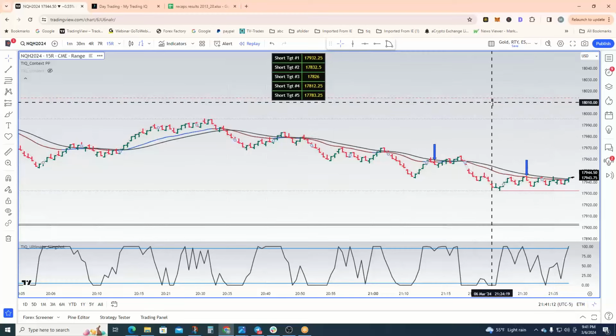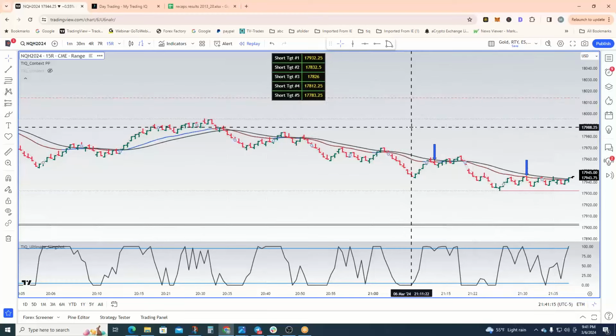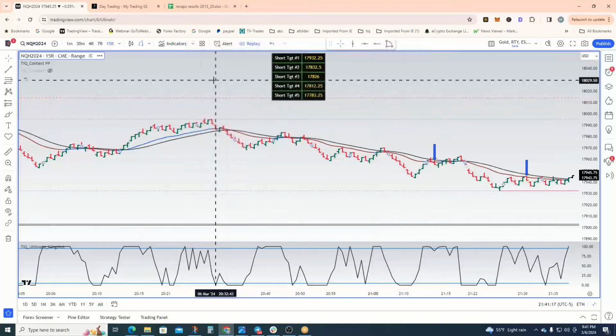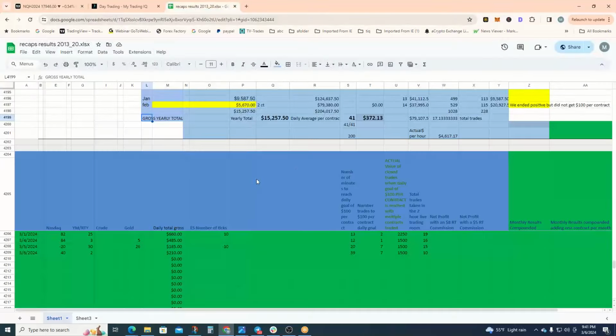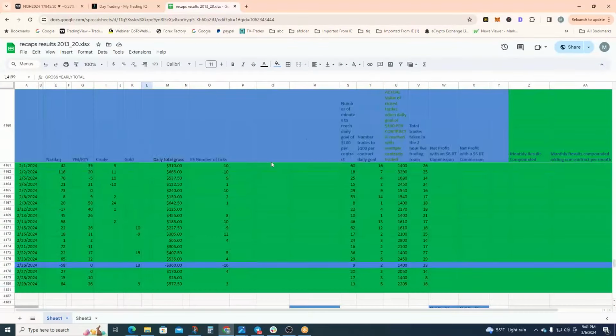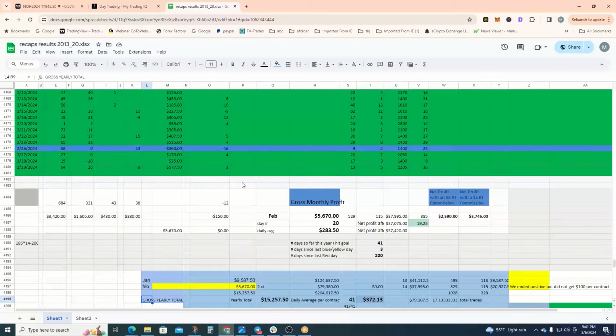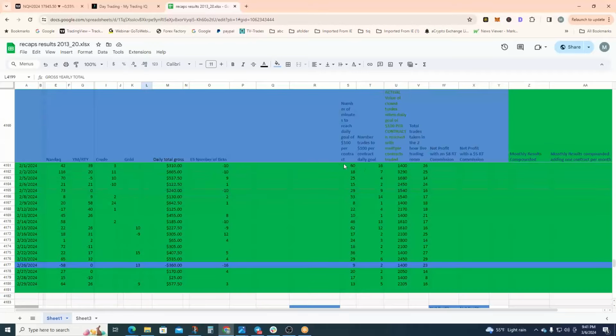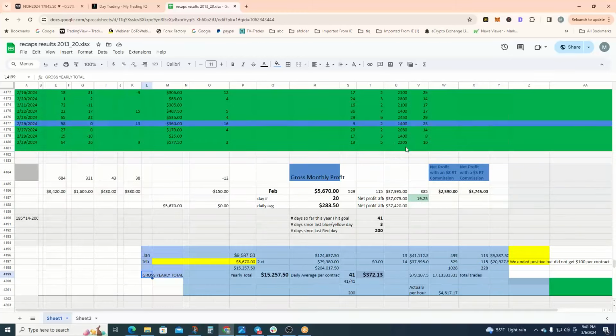Now, we have a goal that we try to achieve every day. The goal is to get to $100 per contract. And if you look in the spreadsheet, a green day means we got our goal for the day and we ended the morning session positive. Over here, what we have is the number of minutes it took me to get the goal, the number of trades it took me to get the goal, and the dollar amount that I was at when I got the goal. Now, this dollar amount is pretty big because it's $100 per contract.